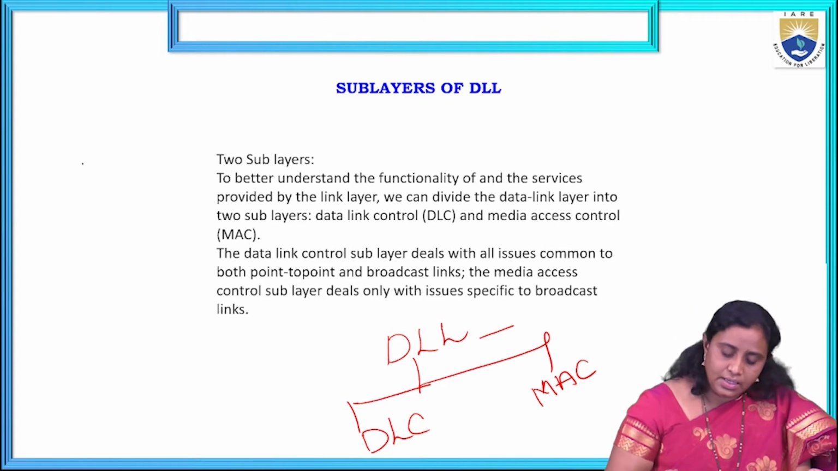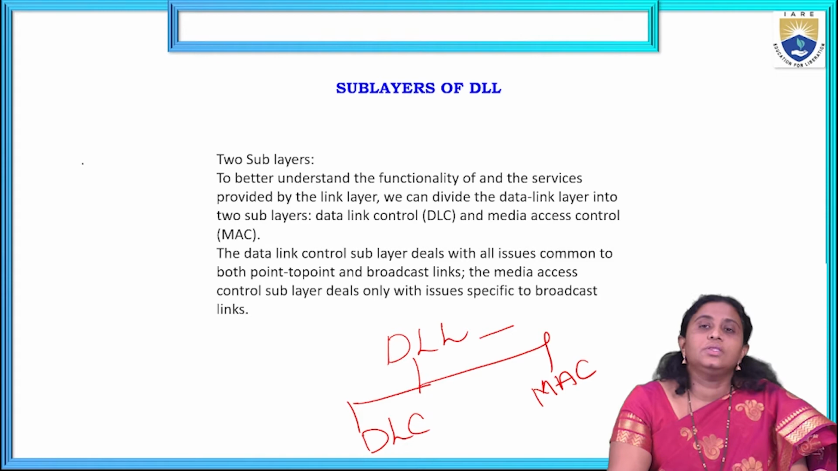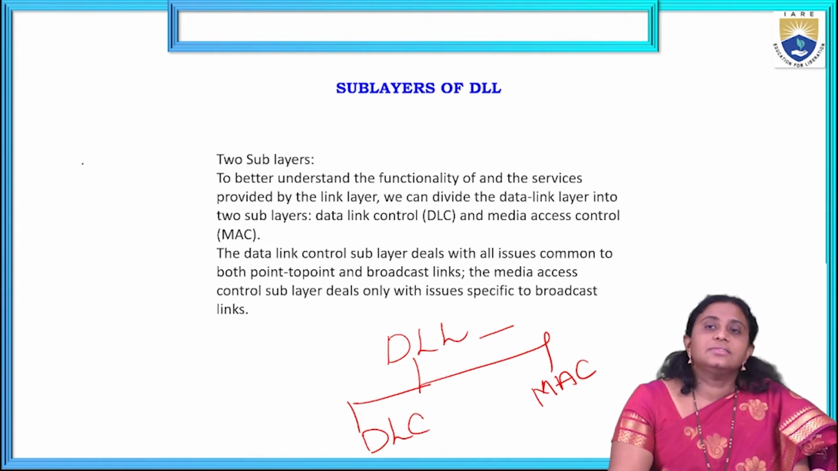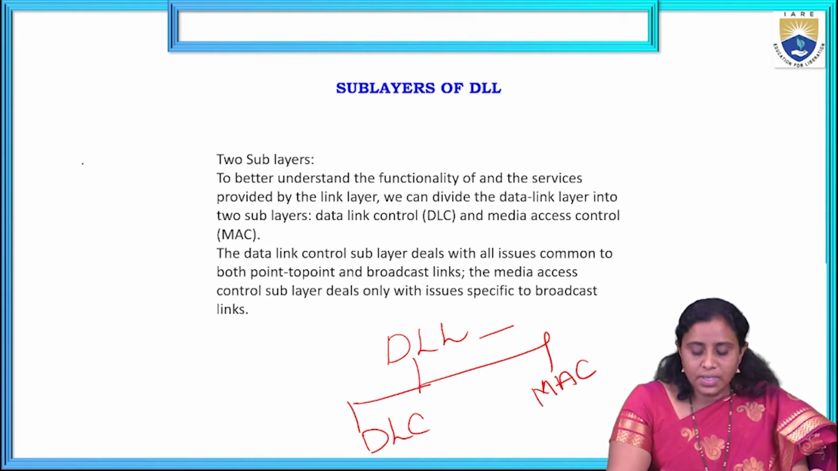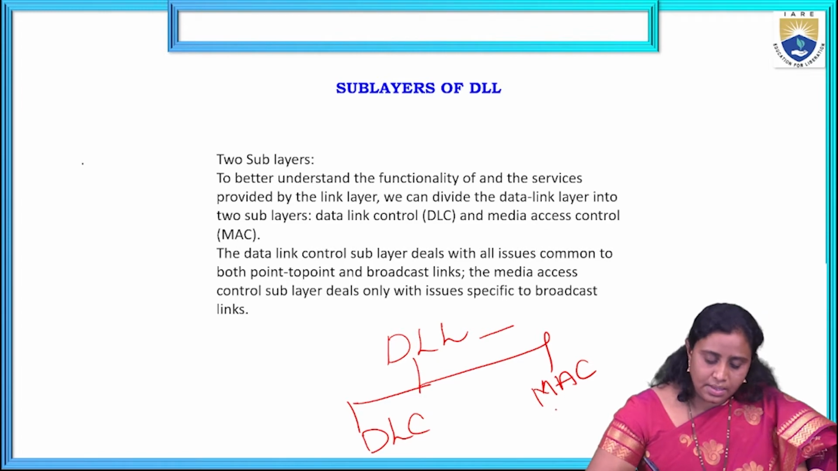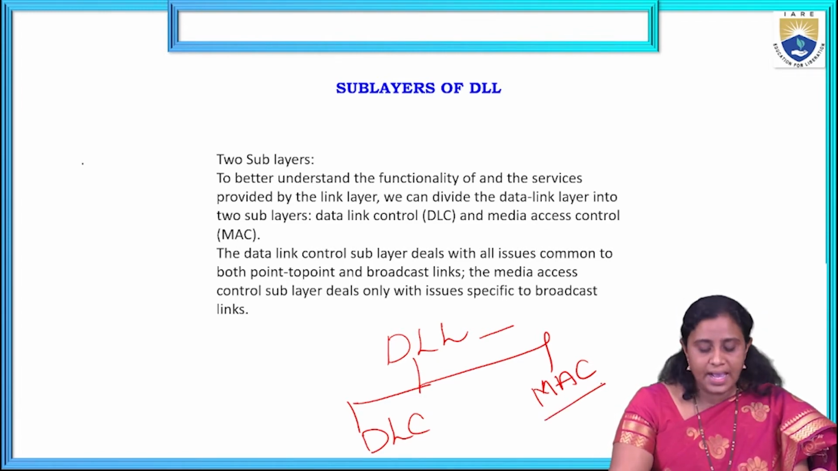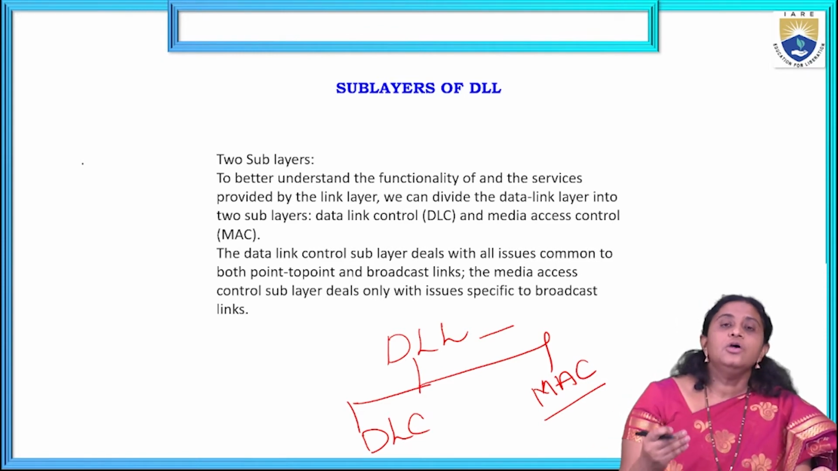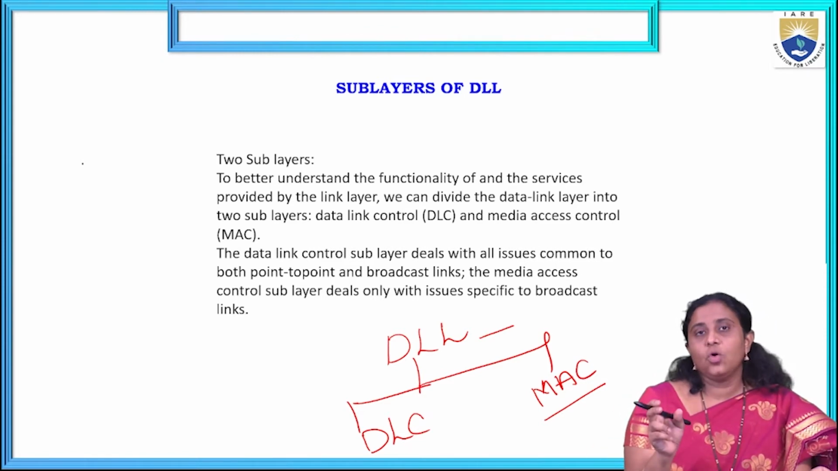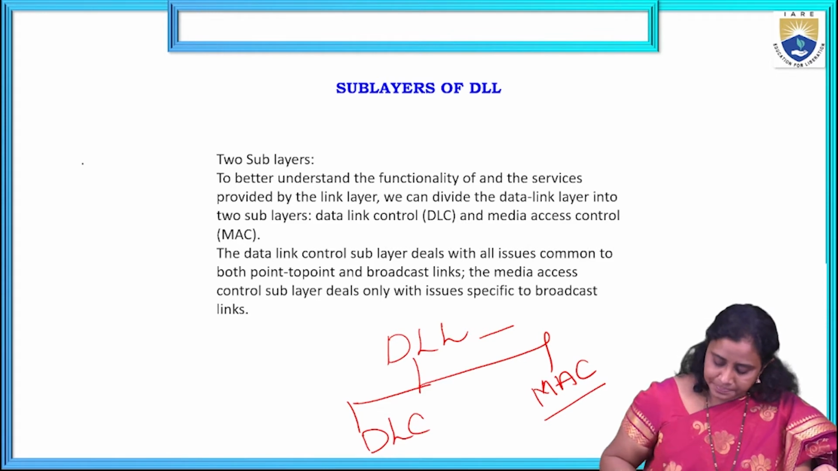The data link control sublayer deals with all issues common to both point-to-point and broadcast links. The second one, the medium access control sublayer, deals only with issues specific to the broadcast link, which is present over the physical layer, what we can call the transmission media.